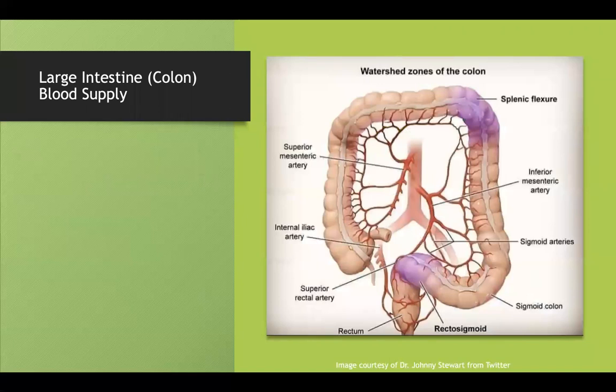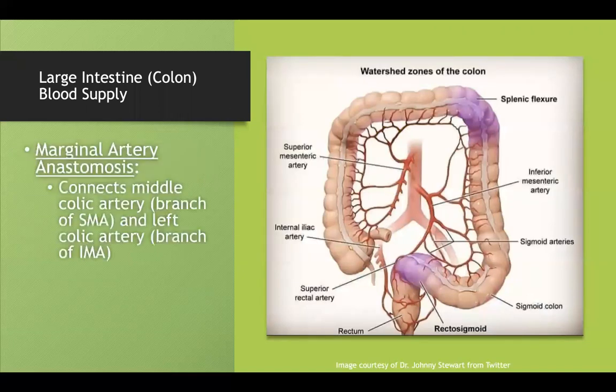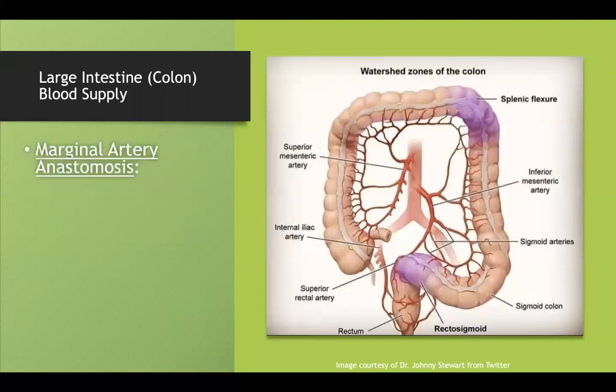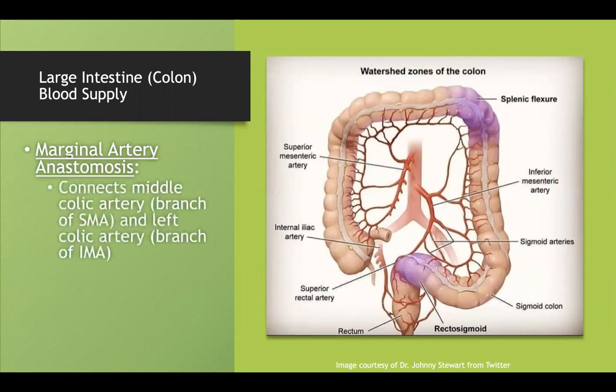Again, here's the picture of the watershed regions we just talked about. Well, actually, first, before I talk about watershed, I'm going to talk about this marginal artery anastomosis. So this is an important connection. We've talked a little bit about anastomoses in the stomach lecture. So in this case, we have an anastomosis, as you can see up here. And what's nice about this is it actually connects a region of our superior mesenteric artery to our inferior mesenteric artery in this circle right here.